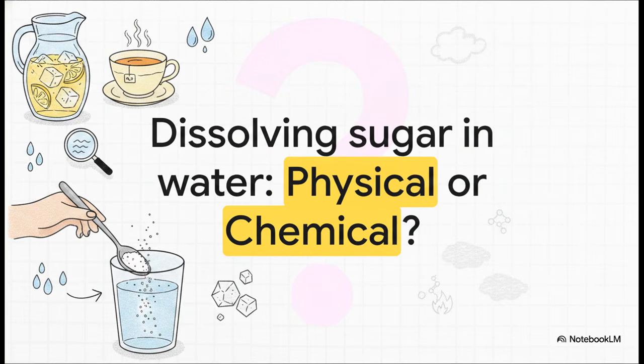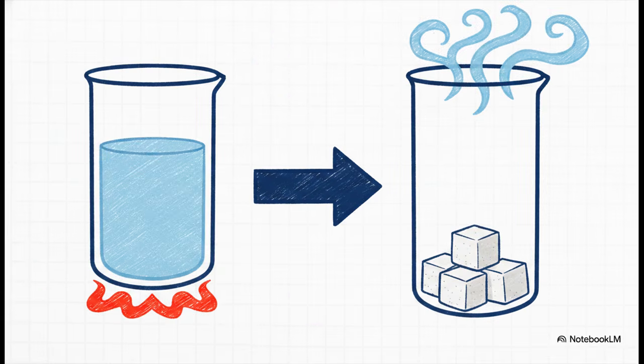Scenario 4. You're making some iced tea or lemonade, and you stir a spoonful of solid white sugar into a glass of liquid water. The sugar completely disappears from view. Now, because mixing a solid into a liquid made the solid vanish, does that automatically mean a chemical reaction took place? Nope, it doesn't. This is a physical change.